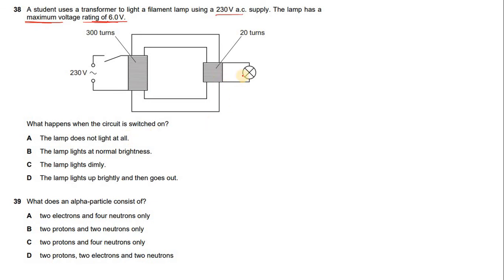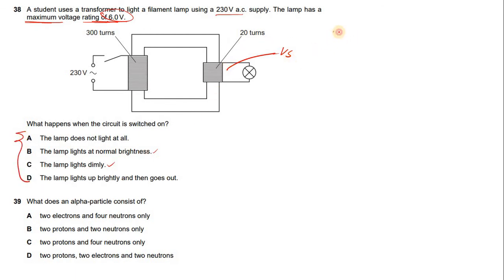It all depends on whether VS, the secondary voltage, is less than 6 volt, then we will choose the lamp does not light. The lamp lights at a normal brightness if it is 6 volt. The lamp lights dimly if slightly less than 6 volt. The lamp lights up brightly and then goes out if the output voltage is much greater than 6 volts. We need to figure out VS first.